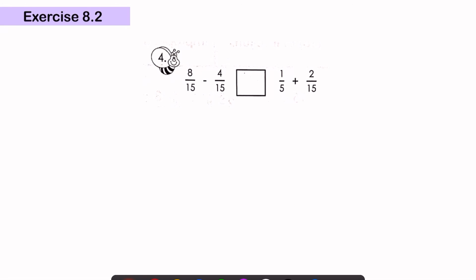Number 4 is very easy, okay? So let's see, we have 8 over 15 subtract 4 over 15. So the answer is 4 over 15. Okay, and what about addition? We have 5 and 15. It's not the same number, right? So if you look at the denominators, they are not equal. So you need to make them equal by multiplying.